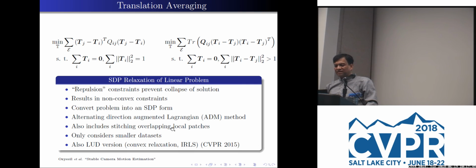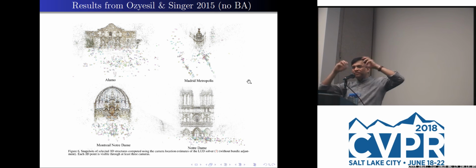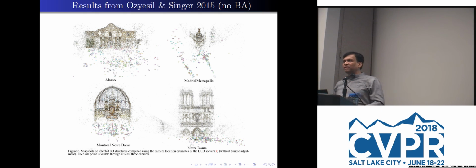Okay, so there are various things that they do, with augmented Lagrangians and so on and so forth. You can look this up in CVPR 2015. But they have very nice results. So here are some reconstructions that they have. But notice that there's no bundle adjustment involved in this at all. So it takes the rotation averaging problem, solves it, takes the translation averaging problem, solves it, does triangulation, and you're done. Okay? So obviously this is not the optimal solution you can get, but it looks pretty good.